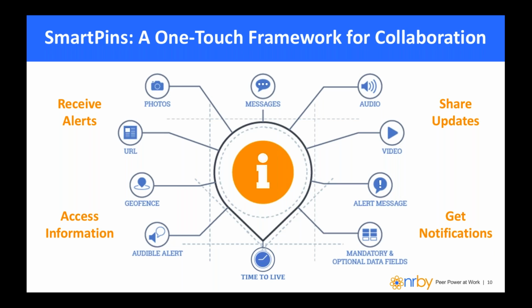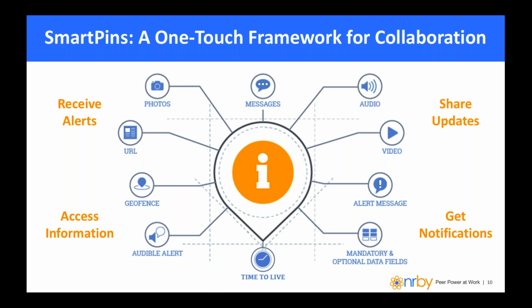So Smart Pins help them receive alerts, access information, share updates, and get notifications all in real time. And you can just use your imagination on the nature of the information that could be shared. So they snap a photo of a fire that has broken out in an area of a campus or a building. They are sending messages to coworkers explaining what they're seeing.